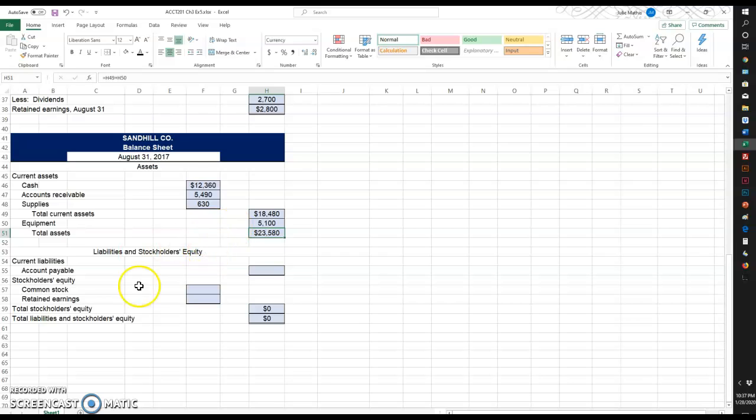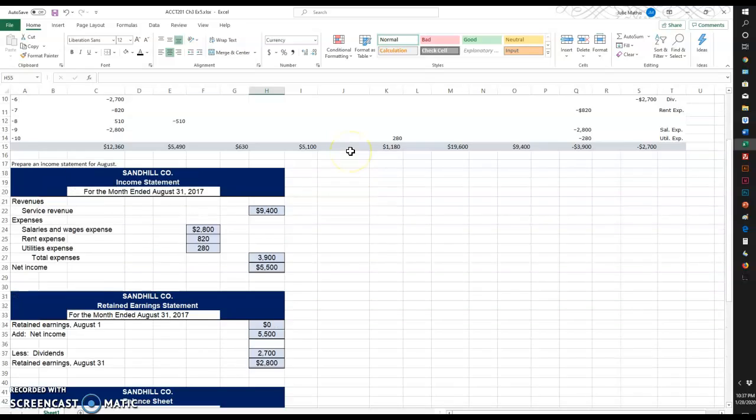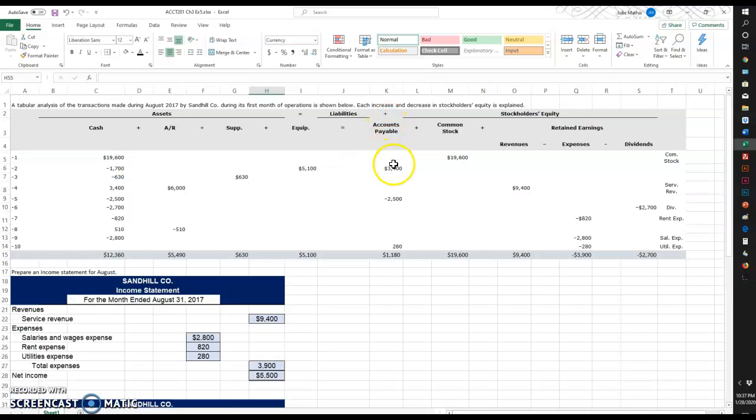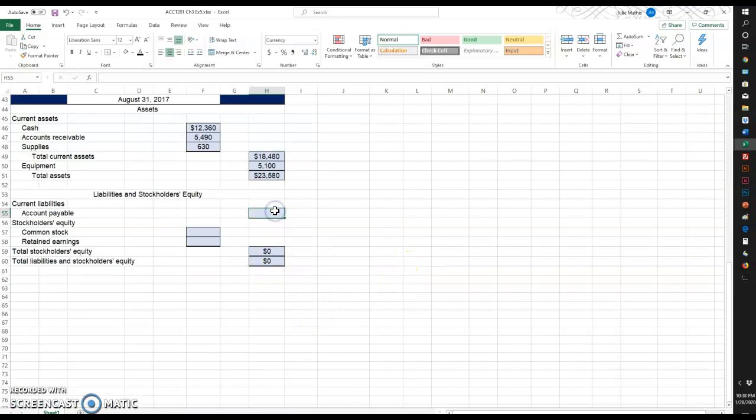Now, we want our liabilities and stockholders' equity to balance out. Remember, the accounting equation is assets equals liabilities plus stockholders' equity. So hopefully our number will balance out to this one. So we're going to start with our current liabilities. Our accounts payable over here. We're going to find accounts payable. I've totaled that for $1,180.